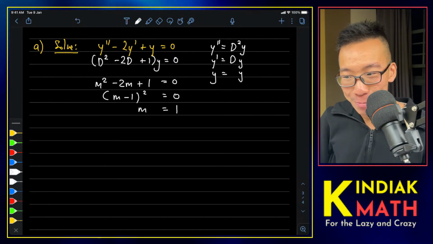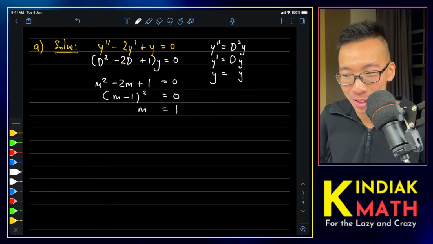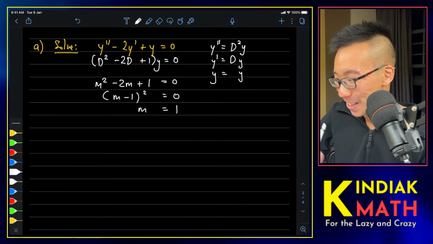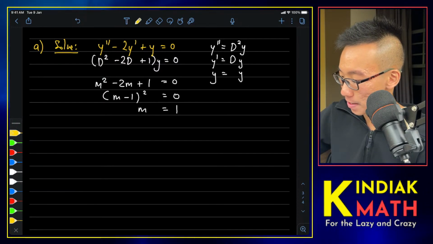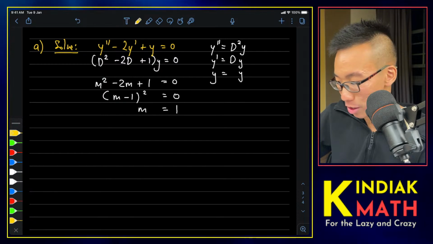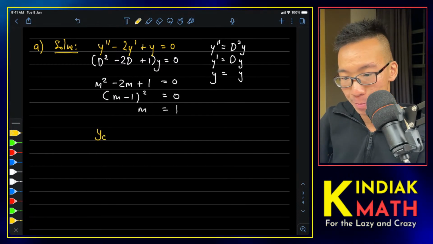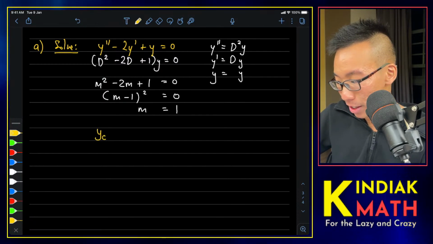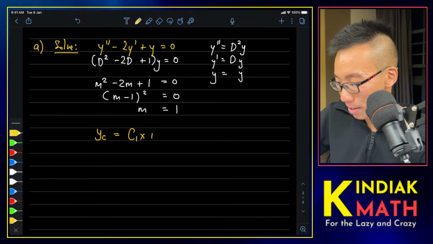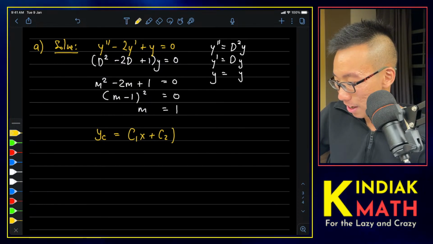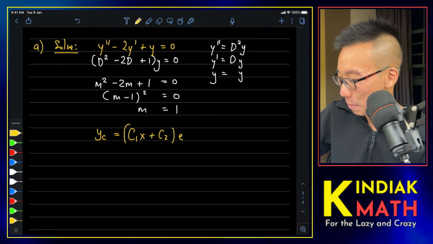Based on my memory, which I'm relying on because I do not have any math tables with me, I believe this falls under one of the cases that tells us that the general solution, we call it yc, is given by c1 x plus c2 of e to the x.